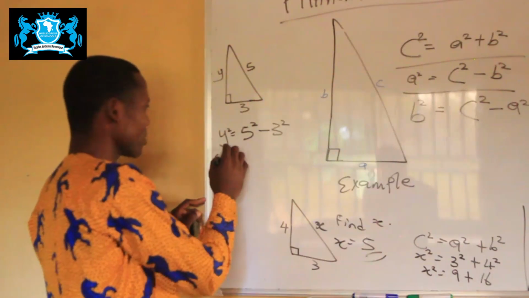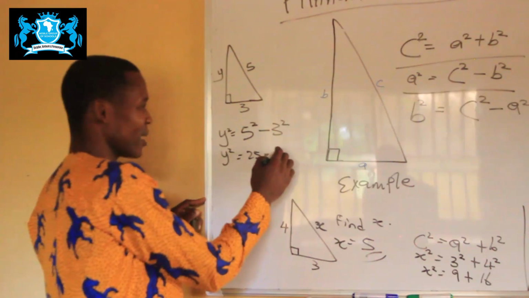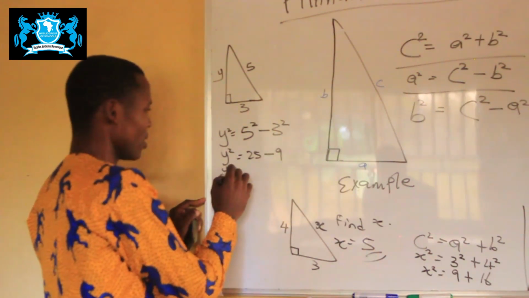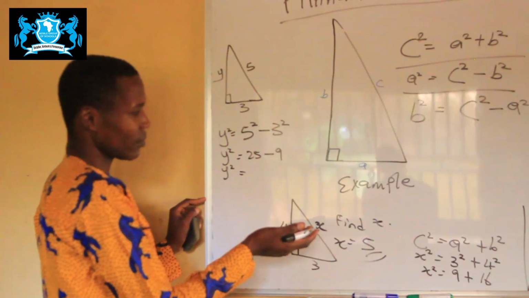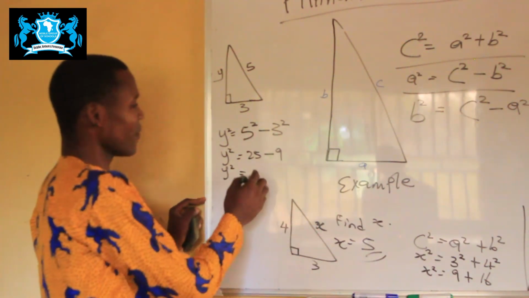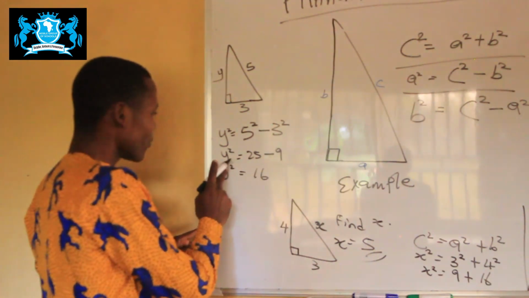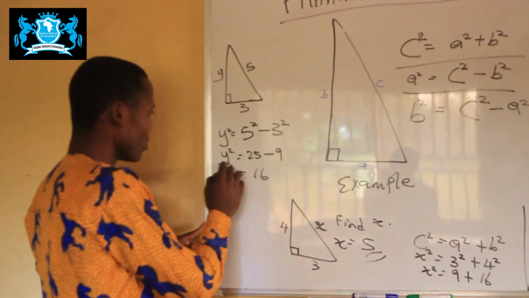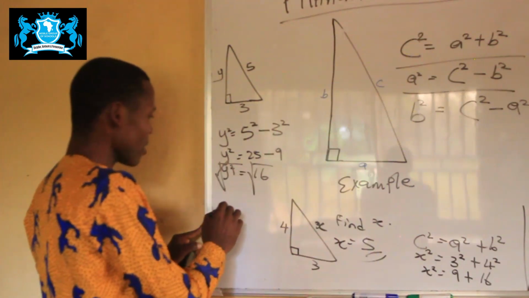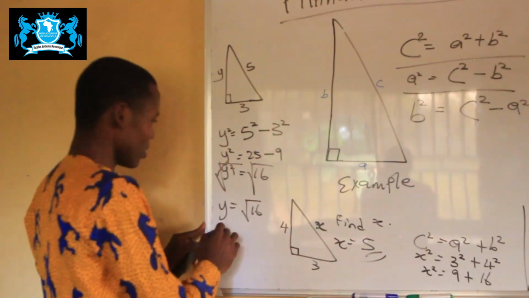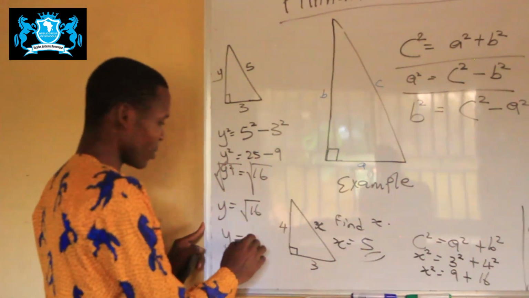So we now have y squared to be 5 squared is 25 minus 3 squared is 9. y squared will be 25 minus 9, which should give us 16. Now, for y to be alone, you find the square root, it will cancel. So y will now be the square root of 16. y will now be what? The square root of 16 will give us 4.